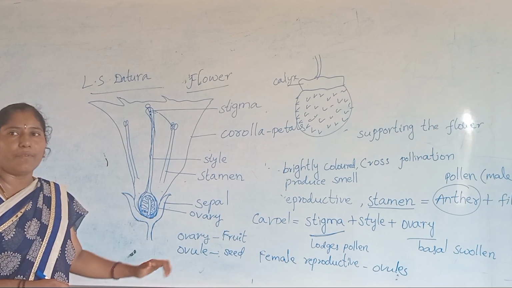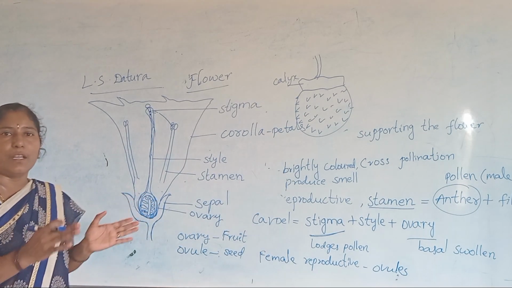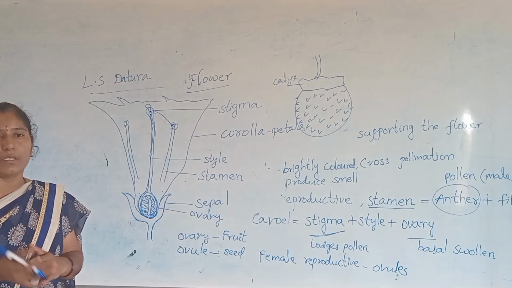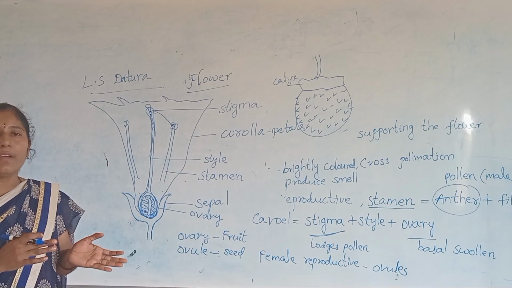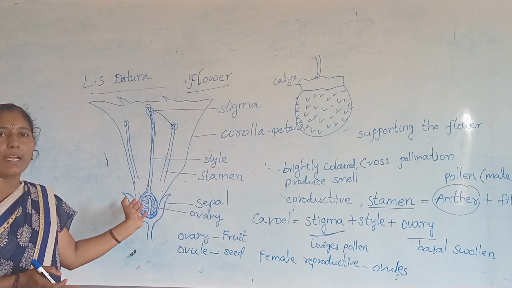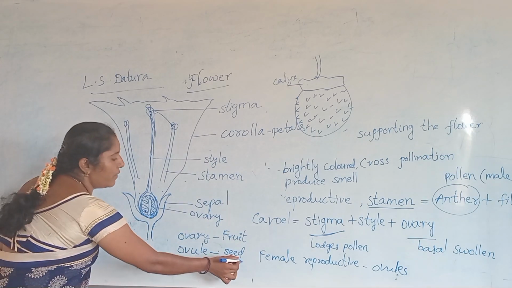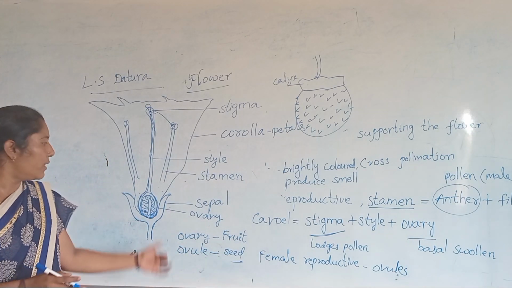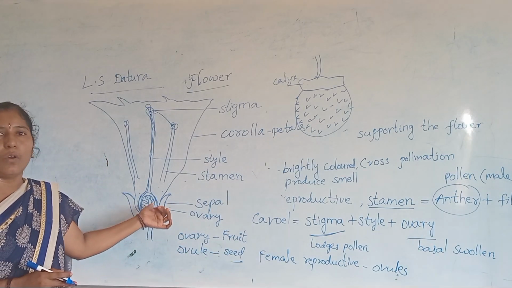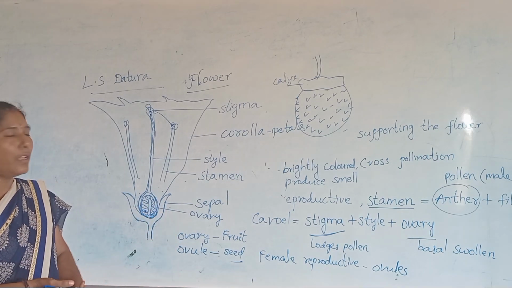Okay, tell me, from which part of the flower do we get the fruit? From the ovary. The ovary converts into the fruit. And what about seed? Which part of the flower converts into seed? The ovules which are present in the ovary convert into the seed. This is about the flower.